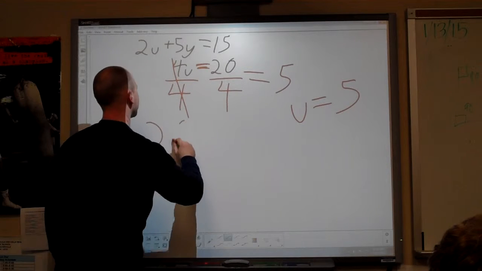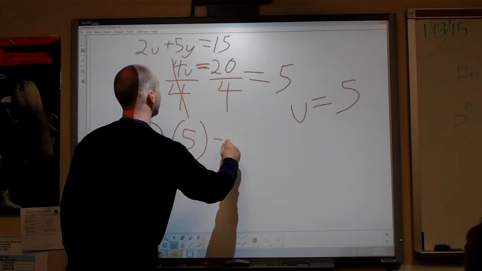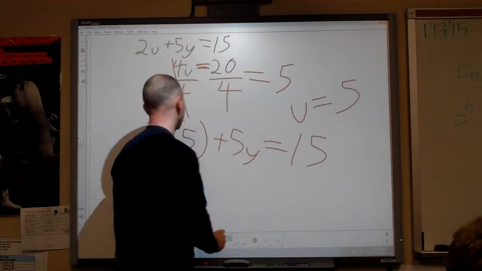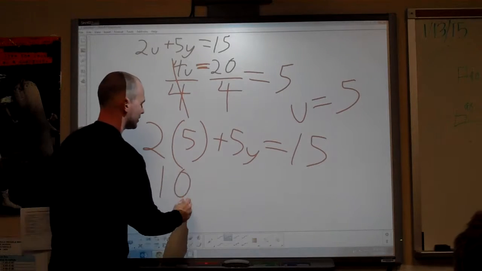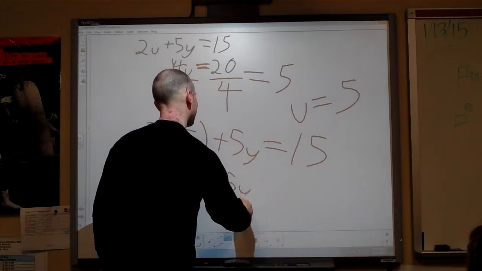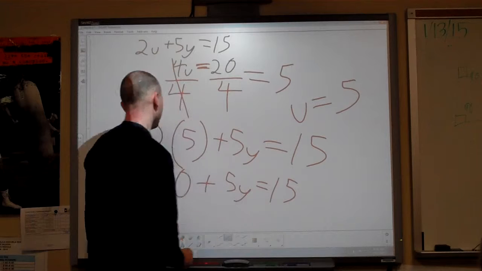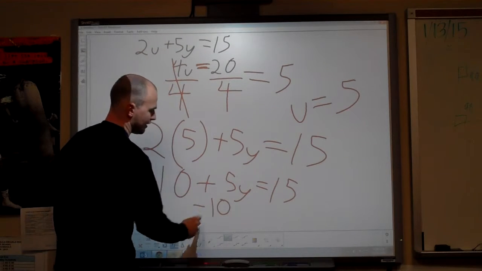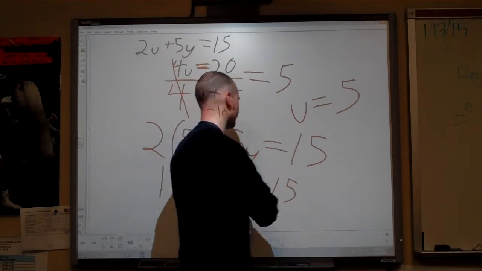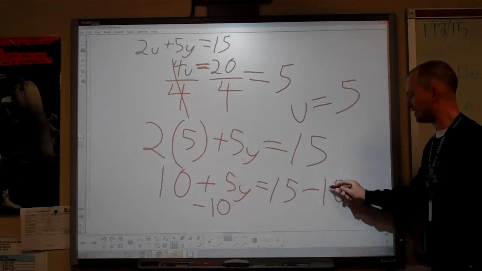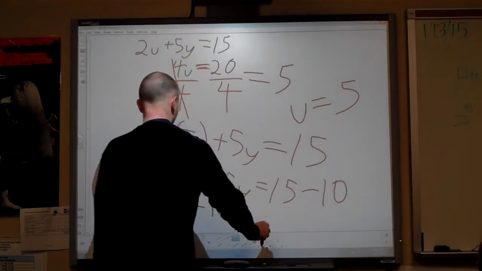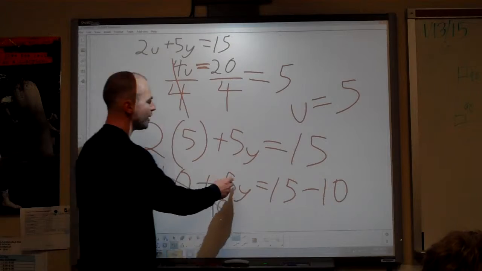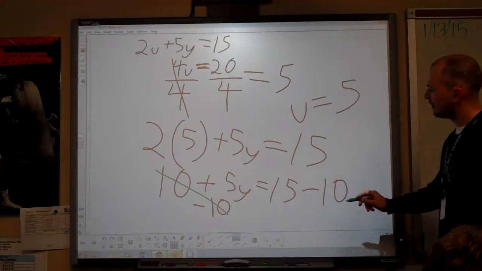Now I go back to my original problem. Instead of a u, I'm going to substitute 5. And I'm going to rewrite the rest of the problem. Okay, 2 times 5 is 10. So 10 plus 5y equals 15. In order to get rid of this plus 10, I'm going to subtract 10. If I subtract 10 from this side of the equation, I must also subtract 10 from this side of the equation. Any number plus 10 minus 10, they cancel out. So I've got 5y equals 15 minus 10.